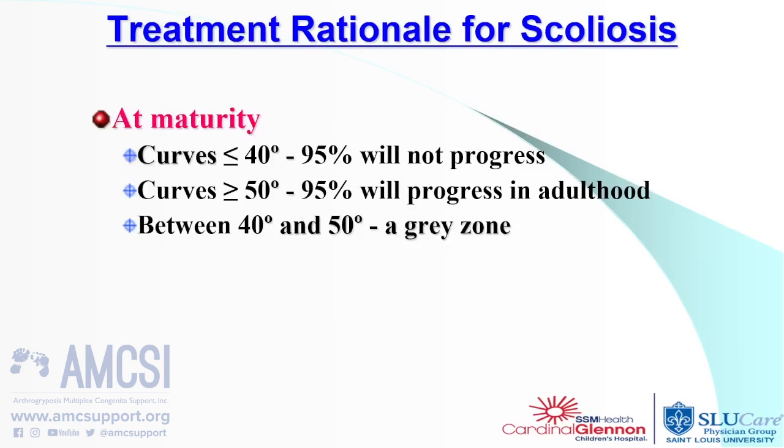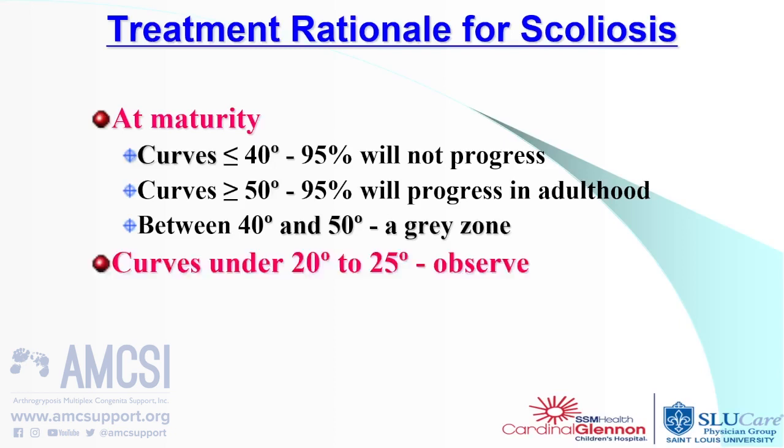So let's talk a little bit, just so we have an idea of why scoliosis even needs to be treated. And really it's more for looking at the person when they're done growing. If when you're done growing you have a curve that is 40 degrees or less, that curve is most likely not going to progress. 95% of the time it's going to stay where it is. If you have a curve that's over 50 degrees, 95% of the time that curve will get worse during adulthood. And between 40 and 50 is kind of a gray zone. So we watch these curves very carefully to see what they're going to do.